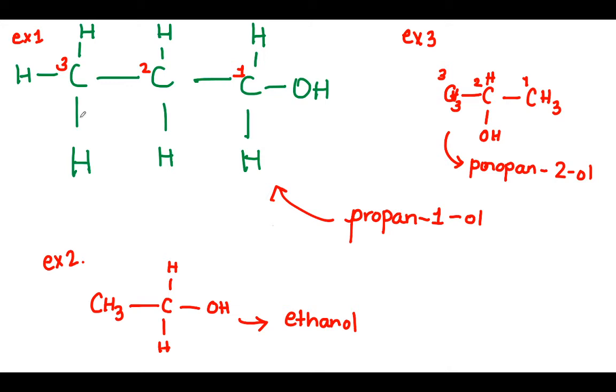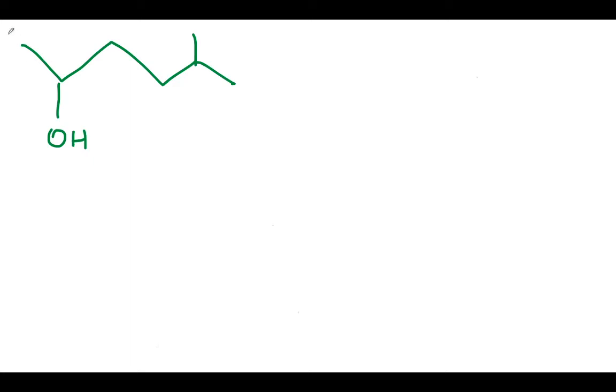Okay, so example number 1 was propan-1-ol, example number 2 was ethanol, and example number 3 was propan-2-ol. Hopefully you have an idea as to why, for ethanol, we don't have to specify the number. Okay, so 1, 2, and 3, let's look at example number 4.